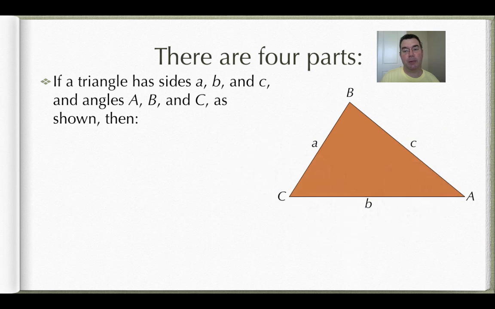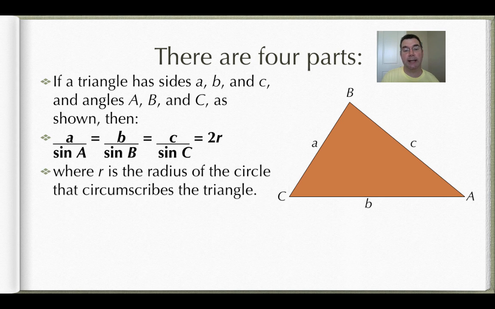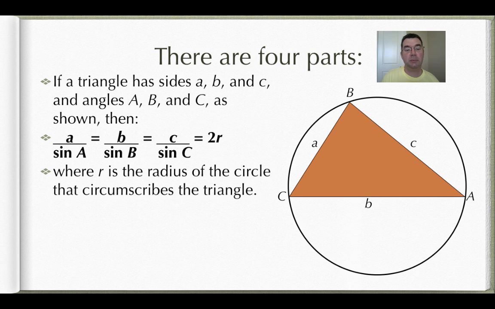All right, so there are four parts to the sine rule. First of all, I have to remember that just like before, the angles are labeled A, B, C, the sides are labeled a, b, c, so that side a is opposite angle A, side b is opposite angle B, and side c is opposite angle C. So if all of that is true, then here is the sine rule. a over sine A equals b over sine B equals c over sine C, and most people stop there, but each of those is equal to 2r, where r is the radius of the circle that circumscribes the triangle.